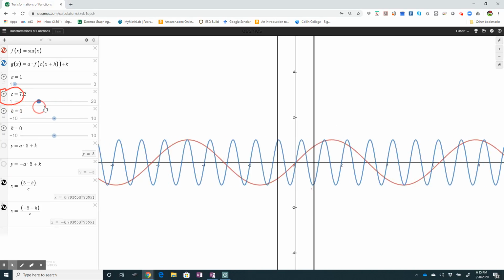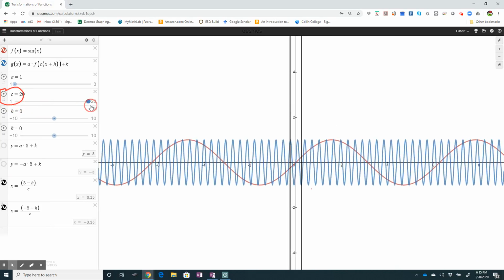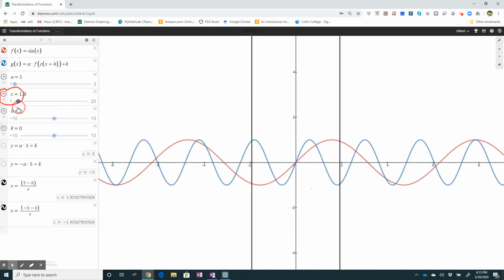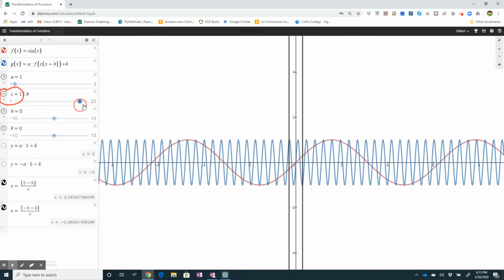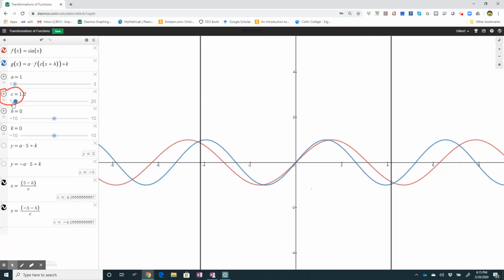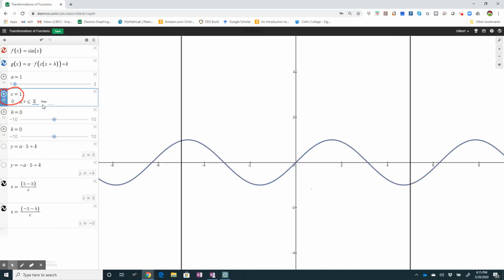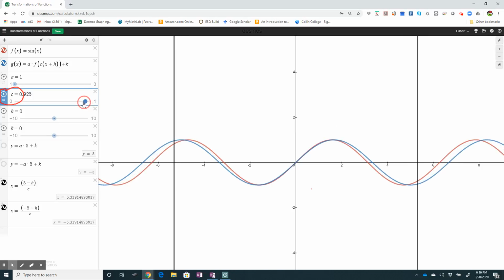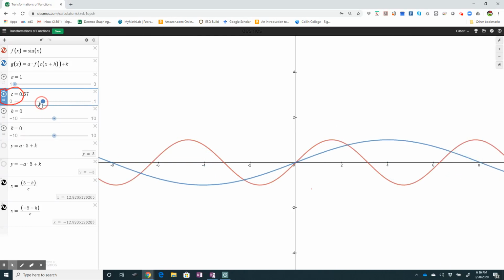So the bigger the number, the squishier it gets, the smaller the period. Bigger the number, smaller the period. And then we can go the opposite way and go 0, and instead of 20, make this a 1. And the smaller the number, let me click off the screen. So now the smaller the number, the more spaced out it gets.